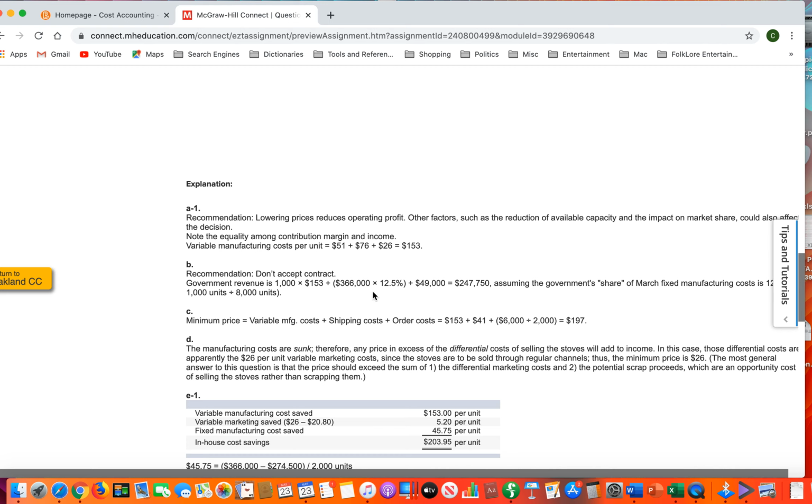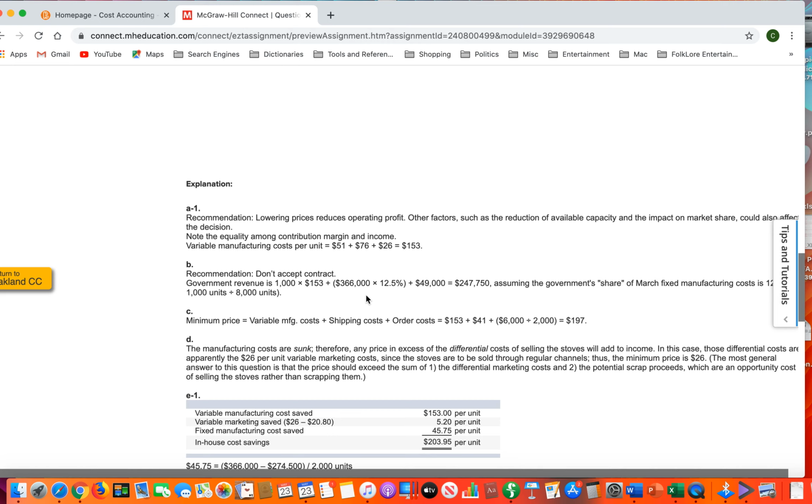And then they took the 366, which came about from $61, the fixed cost, fixed manufacturing cost, and multiply that by 6,000, and it gives you 366,000 times 12.5%, which is 1/8 of the production that they were going to engage in. And that gives you 45,750.